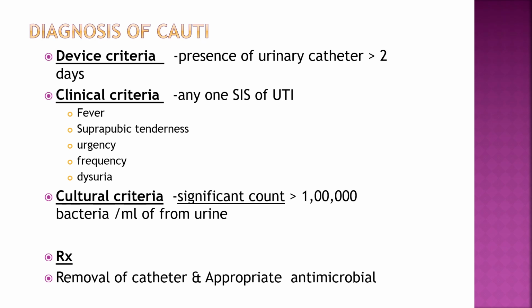Then frequency, so that is increased number of urination. And then dysuria, it is pain at the site of the urination. Then cultural criteria, so it is significant count is more than 10 raised to 5 per ml of the urine, it is called as significant bacteriuria. And then in that, treatment is removal of the catheter and appropriate antibiotics should be given.